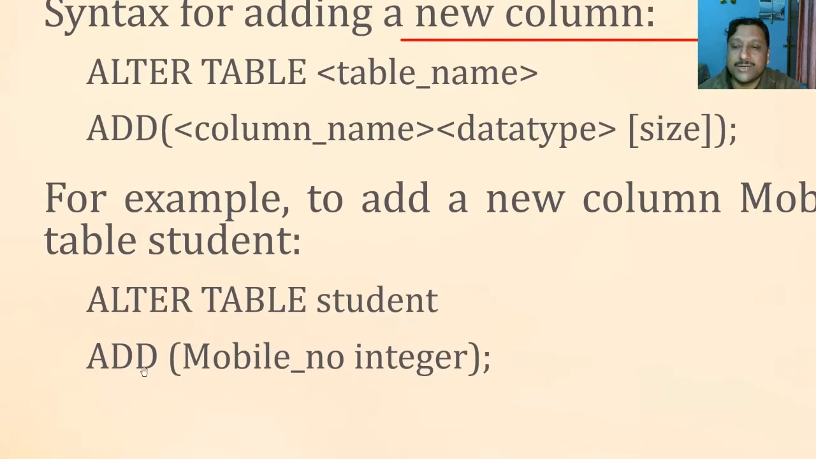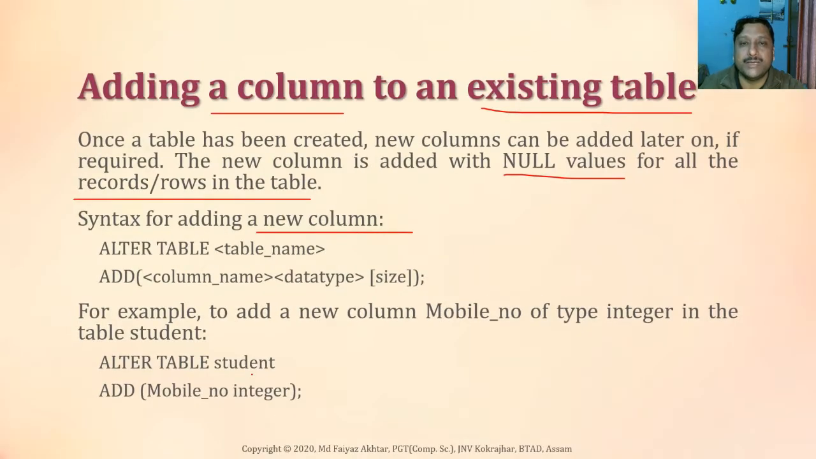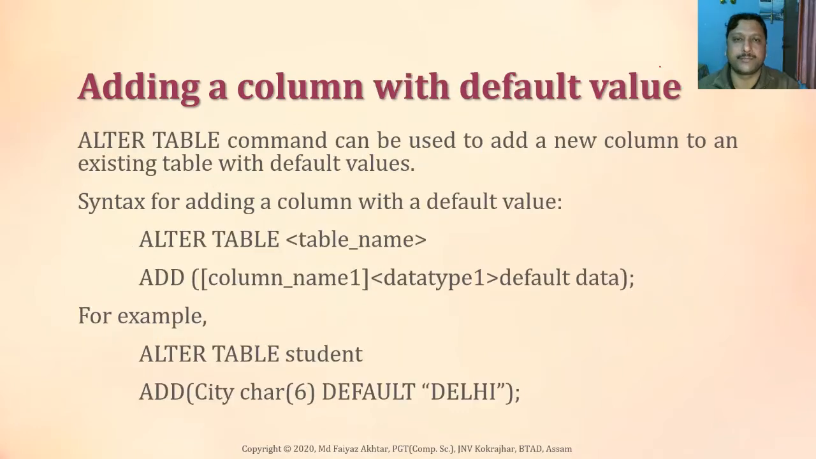Alter table student add mobile number integer. Here mobile number is the column name and integer is the data type. So this will become a new column in the table, and the data type is set as integer. And what happens to the values? If records or rows are already there in the table, then all the rows for that particular column will be filled with null values.